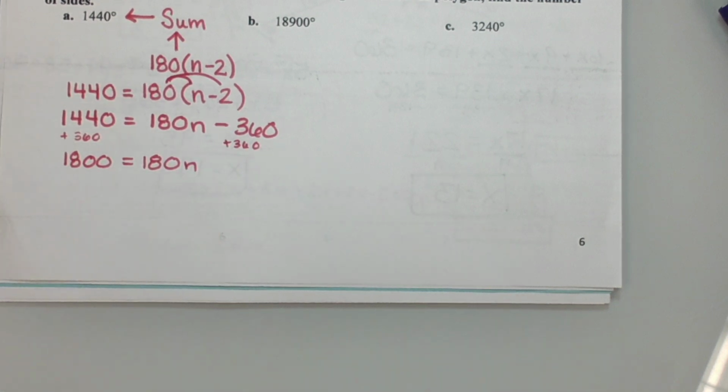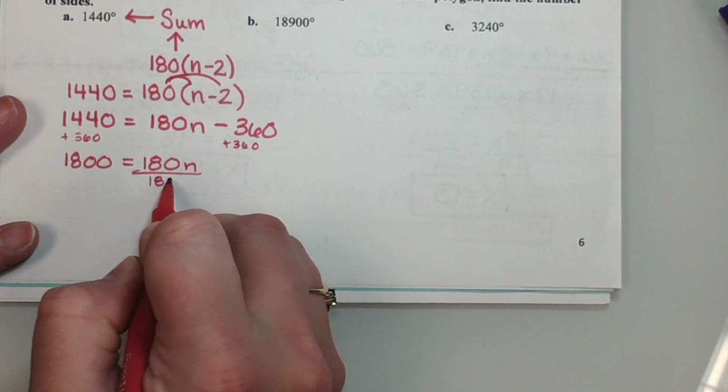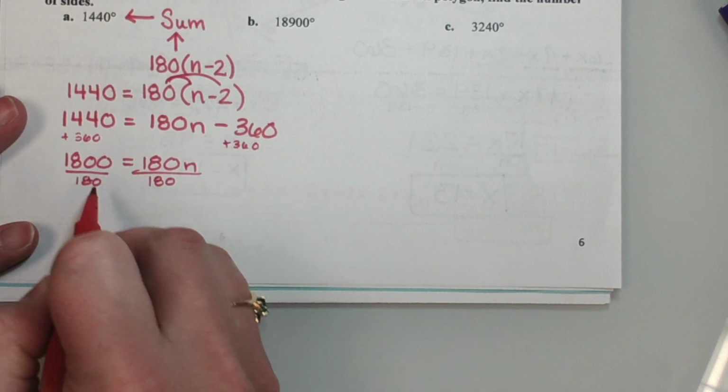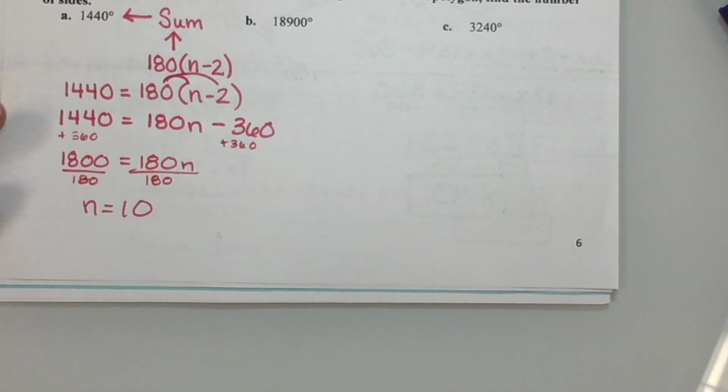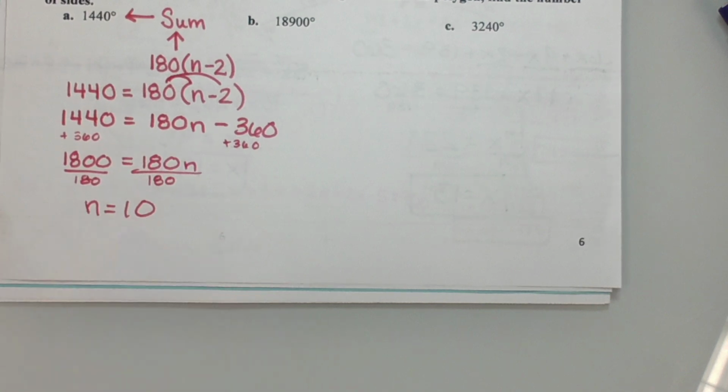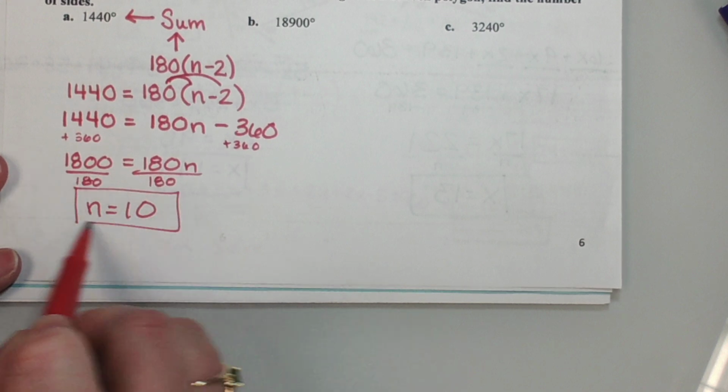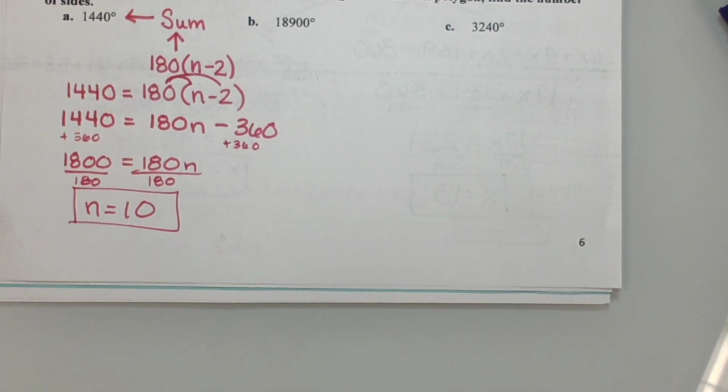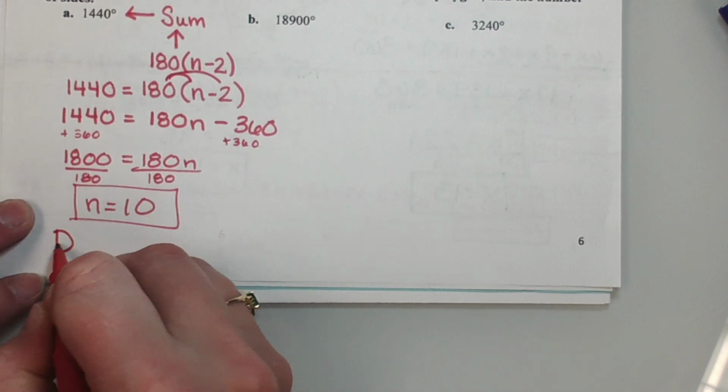I would divide by 180. Jada, what do I end up with? 10. n equals 10. Now, it says find the number of sides. Did we solve the question? Is n the number of sides? Yes, it is. n is the number of sides. This is what it's looking for. But, for the sake of argument, what is a 10-sided polygon called? A decagon. It's on the front of your packet.